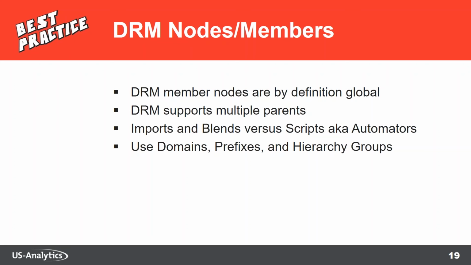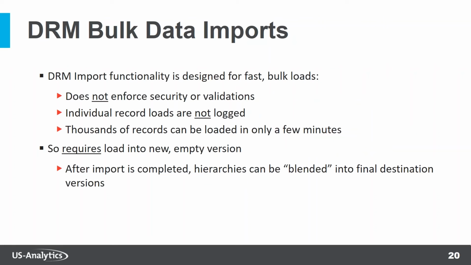And then the use of domains, prefixes, and hierarchy groups to help you really manage the architecture of your DRM system. Imports originally were built for a bulk capability. So if we're initially loading up the application or we're running thousands of records through, this is why we built imports initially, and to be able to do some very quick comparison work between different kinds of structures.